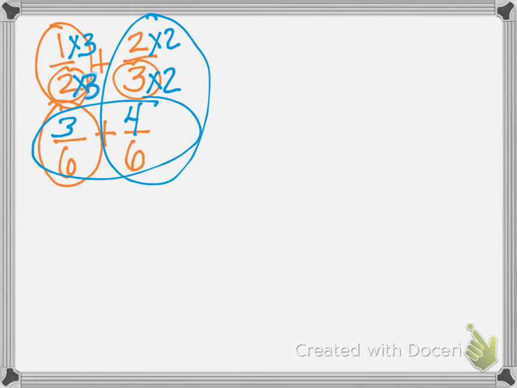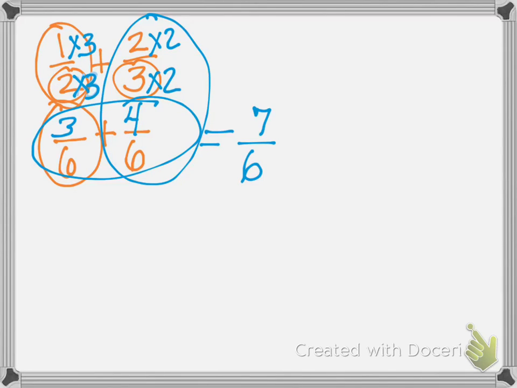So now here's our math problem. 3/6 plus 4/6. So now we add the numerators, 7. The denominator stays the same. And now we need to simplify, because this is improper, because 7 is more than 6. It makes it an improper fraction when the numerator is larger than the denominator.